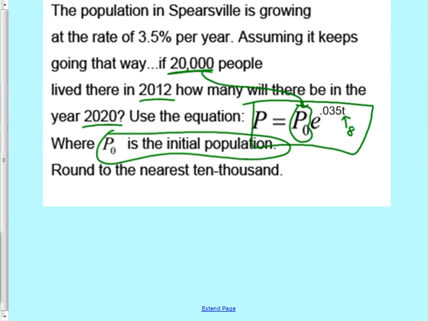8 goes in there. Now you just got a formula that you have to solve for P, which, P is already alone over there. So it's going to be easy. P equals 20,000 times E, which is a number, 2.718, to the 0.035 times the T, which is 8. So that's something your calculator can handle. Just take the equation, stick the numbers in.